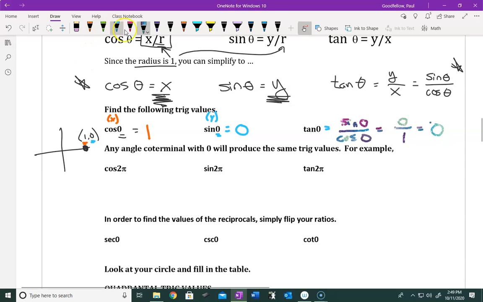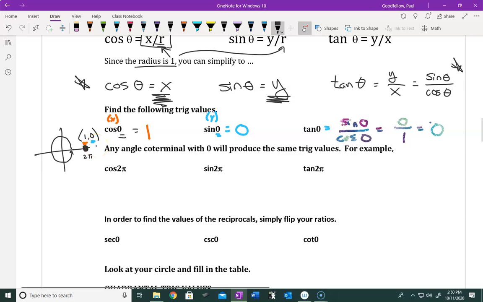Now, the funny thing about this is that these answers recycle themselves. So if I went all the way around the circle and I went to 2 pi instead of going to 0, I still end up on exactly the same spot.